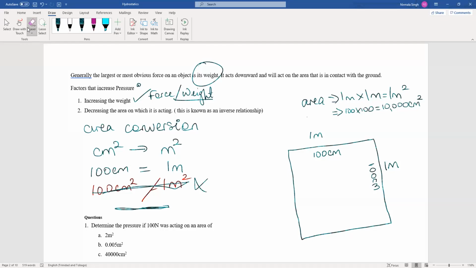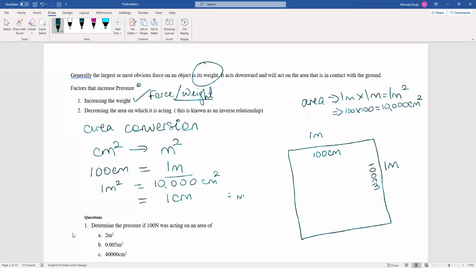So let's put our conversion in and let's learn how to do our conversions. Always write this down. If you don't want to write it down, fine. If you want to take a screenshot, that's even better. So you're going to get 1 meter squared is equal to 10,000 centimeters squared. If I want to get 1 centimeter squared, how do I go from 10,000 centimeters squared to 1? You divide. This is where working in standard form makes life very easy. You divide by 1 by 10 to the 4, and you're going to end up at 1 by 10 to the minus 4 meters squared.